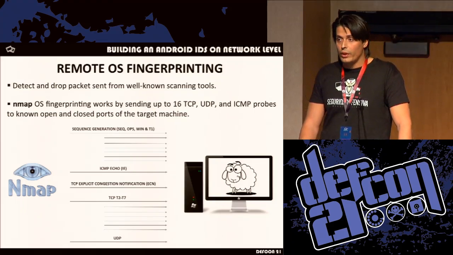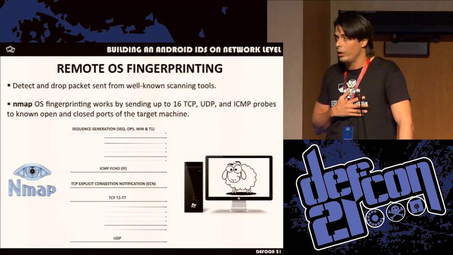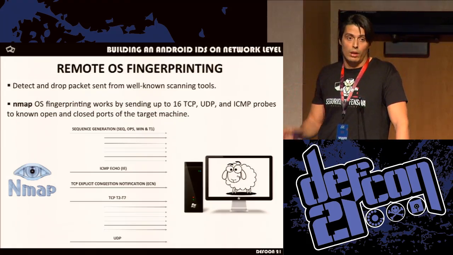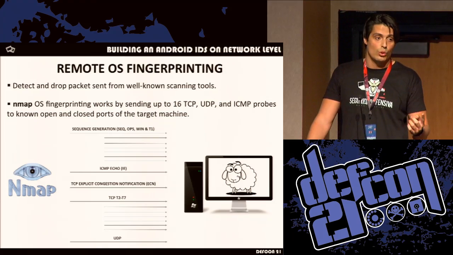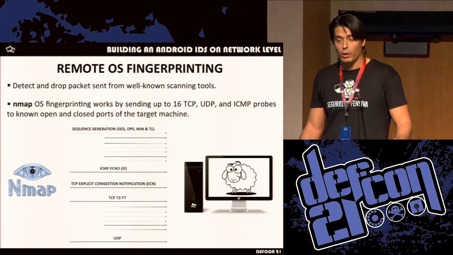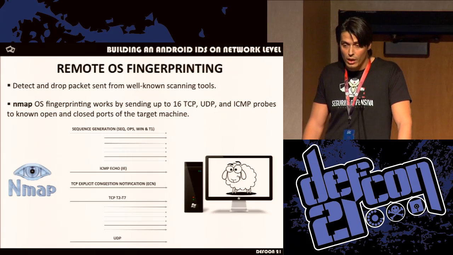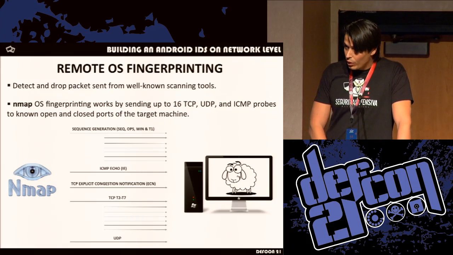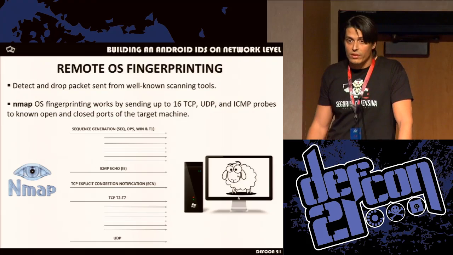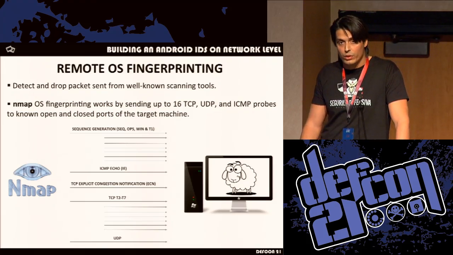So, as I told you, I have a tool called OSfuscate. It was for defeating active and passive fingerprinting. So, the first thing I had to do was port all my code, because my tool was working okay. So, I was trying to detect and drop packets from well-known tools. In this case, Nmap with its 16 probes: TCP, UDP, and ICMP.